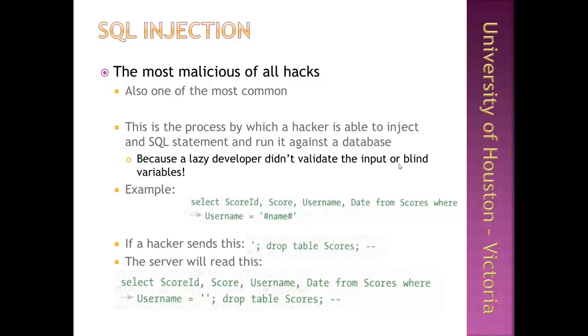A clever hacker can simply, instead of passing their name, pass a command like the second green line in this slide: drop table scores. The final command that will be run on your server looks like the third command here. It says select score ID, scores, username, and date from scores where username is empty, followed by an SQL statement for dropping the scores table. The result of this is disastrous. When this piece of code is run successfully, as the hacker wanted it to do, it will delete your scores table.